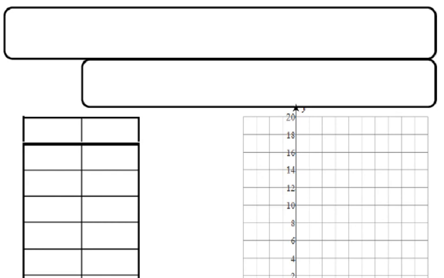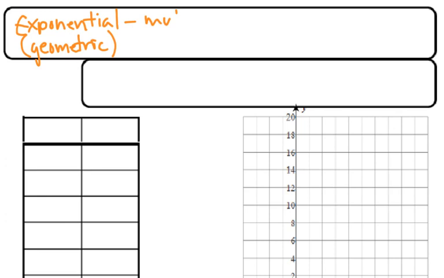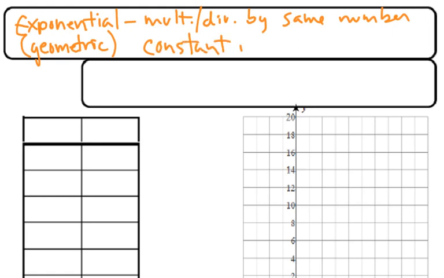Now on the right side, we're going to talk about the exponential type of function. Okay, we also call that one geometric. So, if we are looking at this one, this is when we multiply or divide by the same number. Okay, here we're talking about the constant ratio or factor. Okay, that number we're multiplying by over and over and over again.